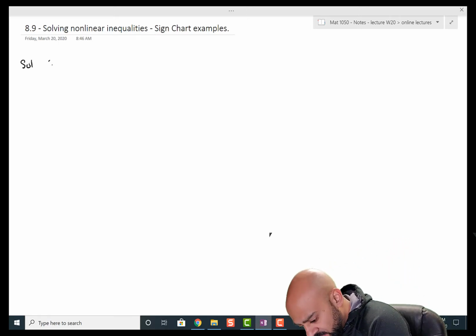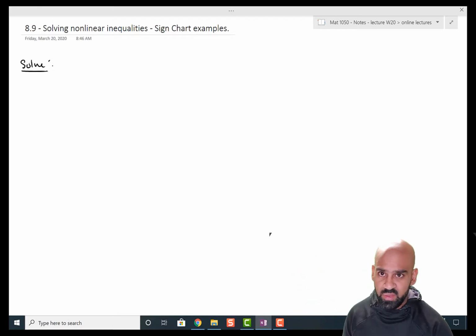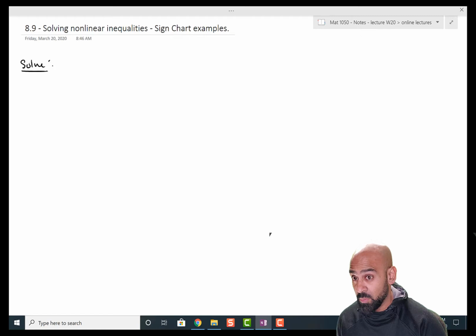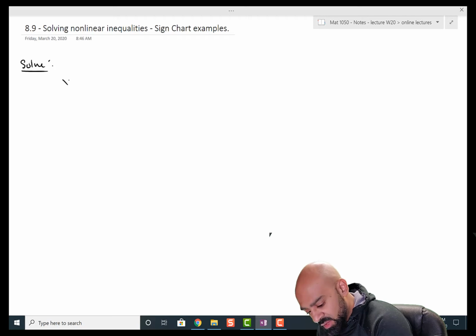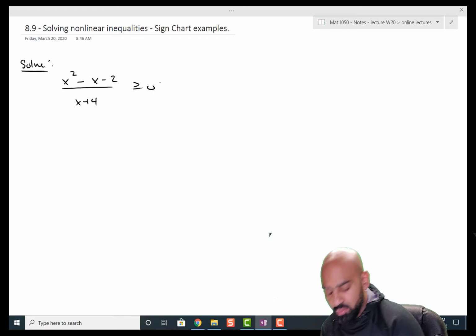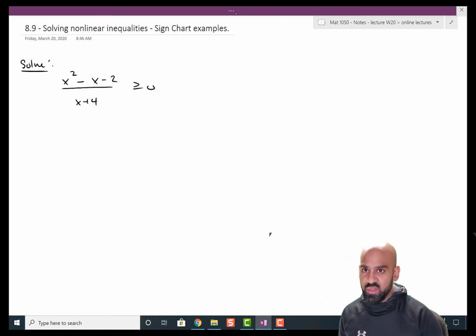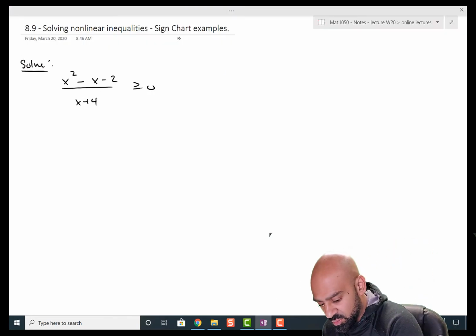So number 1, it's just going to say solve. Now note it's the same thing as an equation, right? But you have to make note to yourself that it looks like an inequality. So I'm going to give you one that looks a lot like something from yesterday. Let's say what we are trying to solve is x squared minus x minus 2 over x plus 4 greater than or equal to 0, okay? Note there was already 0 on the right-hand side, so that's a good thing.